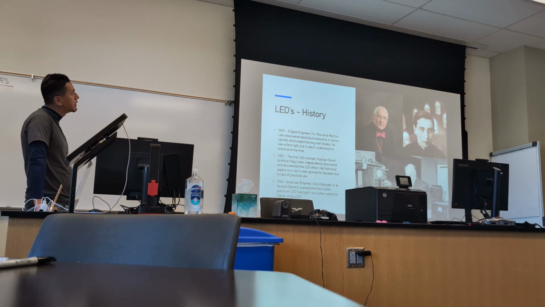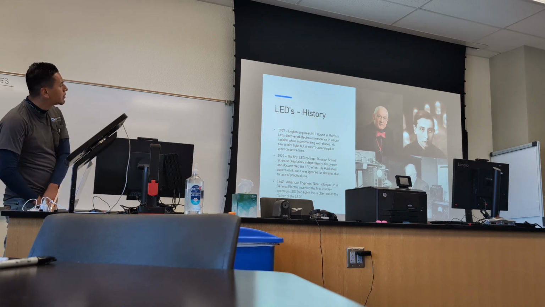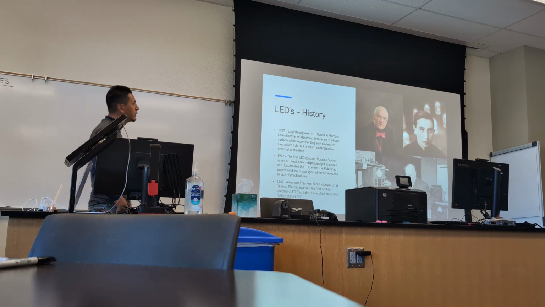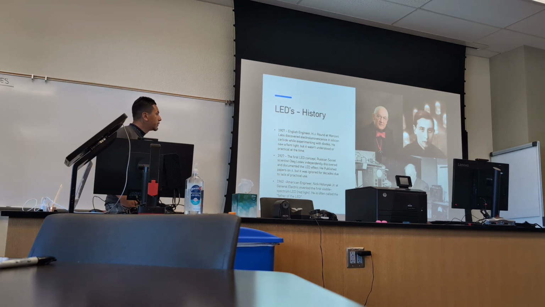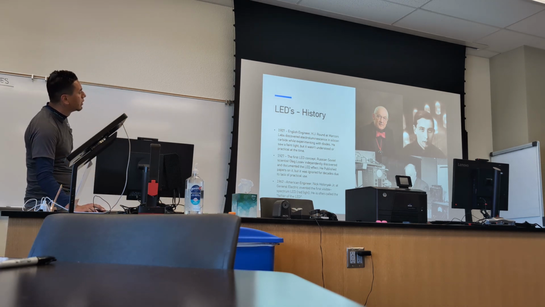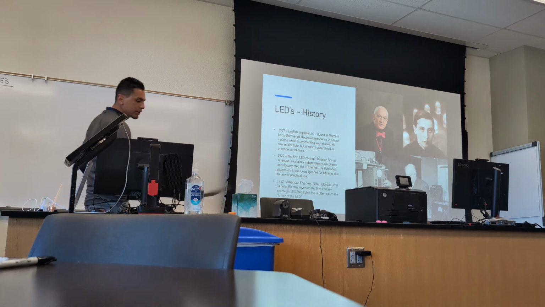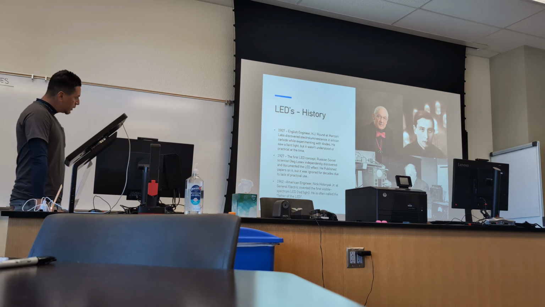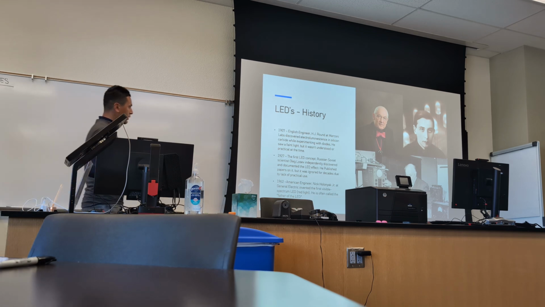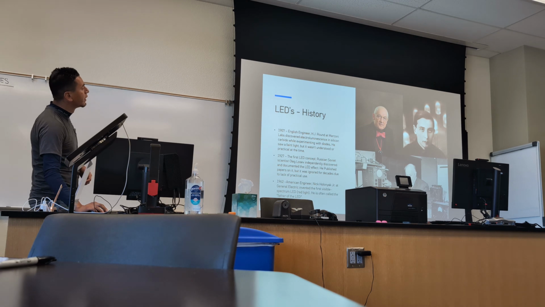So some history about LEDs: in 1907, English engineer H.J. Round at Marconi Labs discovered electroluminescence in silicon carbide while experimenting with diodes. He saw a faint light, but it wasn't understood or practical at the time. This is him right here. In 1927, Russian-Soviet scientist Oleg Losev discovered and documented the LED effect. He published a paper on it, but it was ignored for decades due to the lack of practical use. That's this guy right here.